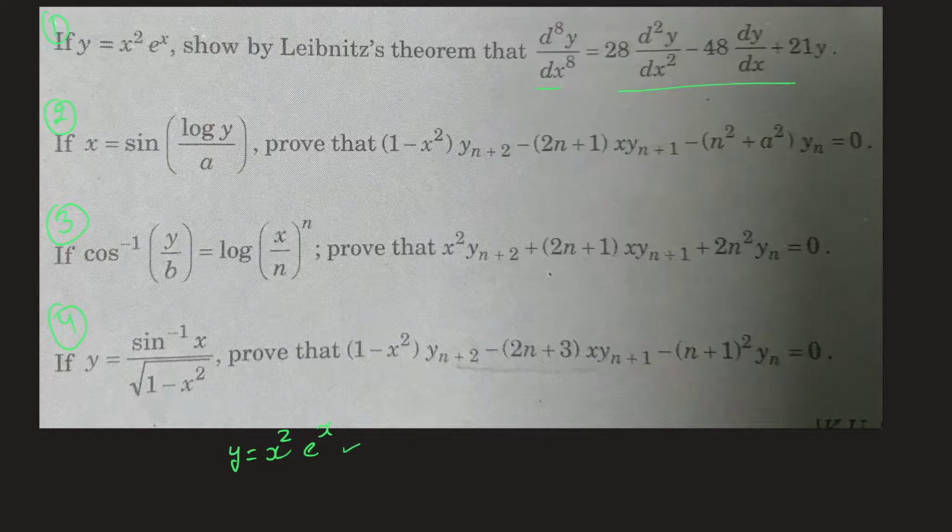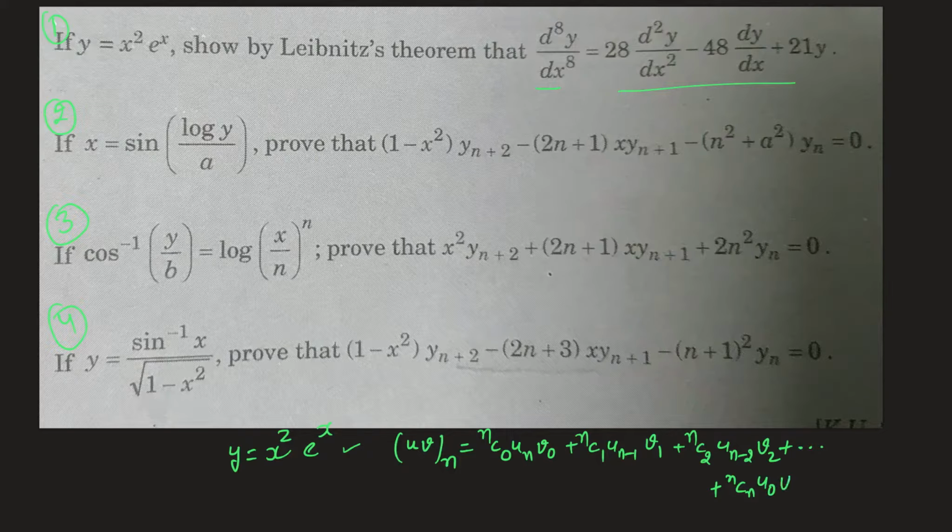Now recall the Leibniz theorem. What does the Leibniz theorem state? It states that the nth order derivative of the product of two functions is given by nC0 (nth order derivative of u) v0 plus nC1 u(n-1) v1 plus nC2 u(n-2) v2 plus and so on, up to nCn u0 vn. So this is by Leibniz theorem.